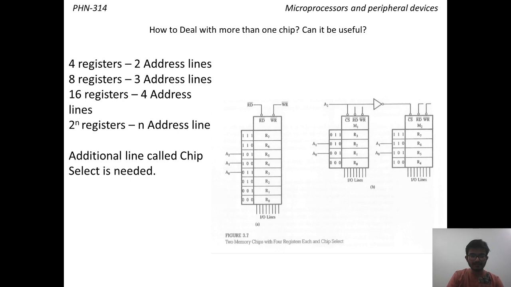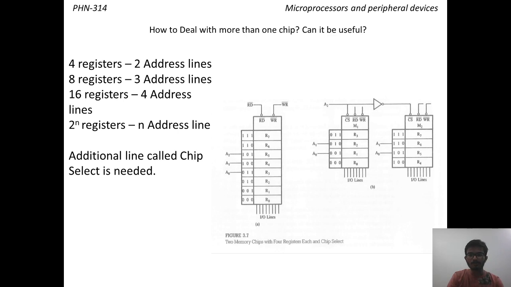But how are we going to deal with the problem when there are multiple chips available to us? Can this be something that we can make use of to be more flexible? Yes, we can. First of all, we should see that if there are 4 registers available to us, we need 2 address lines, and if there are 8 registers, we need 3 address lines, and if there are 16 registers, we need 4 address lines. So in this way, we can say for 2 to the power n registers, we need n address lines.